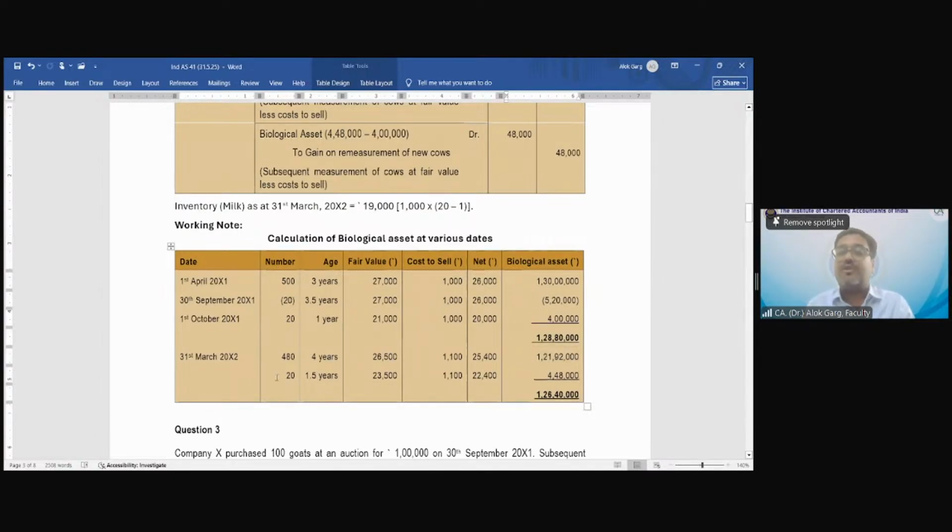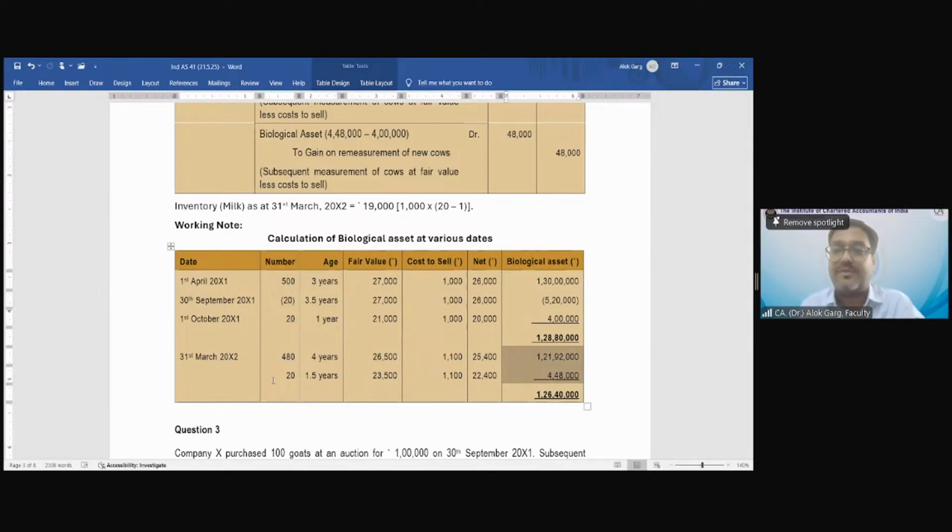On 31st March 20x2, this 1-year cow which was purchased becomes 1.5 years old. And the 1.5-year-old cow value as on 31st March 20x2 is 23,500. And the 1,100 is my cost to sell. 22,400 is my fair value less cost to sell. This comes at 4,48,000. So 1 crore 26 lakh 40,000 is the value of my closing stock.